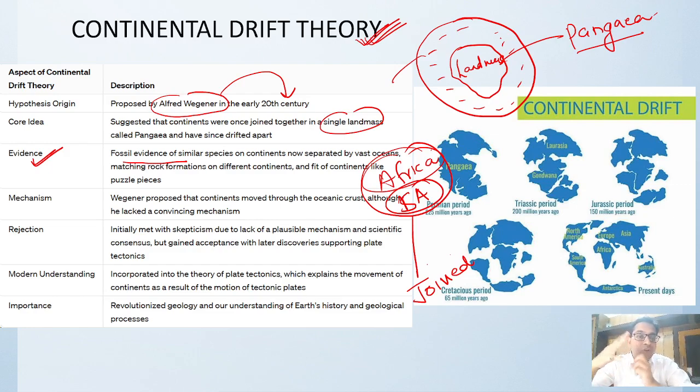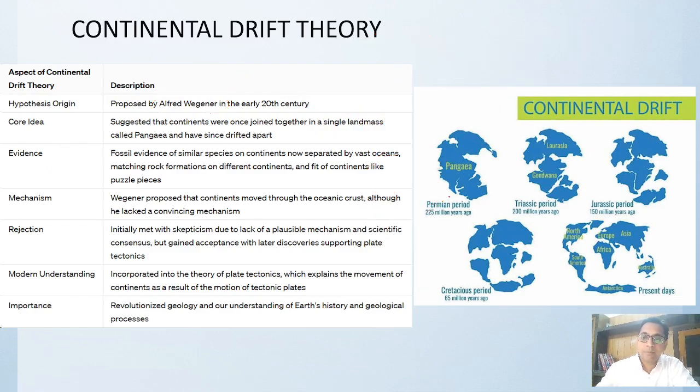So, what forces led to the break of this? If you can see here, in the Permian period 225 million years ago, the dinosaur period, Pangea was connected like this. Around 200 million years ago, in the Triassic period, Laurasia and Gondwanaland started breaking up. Then the Jurassic period, then 150 million years ago.